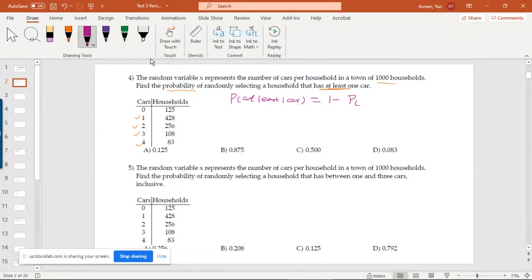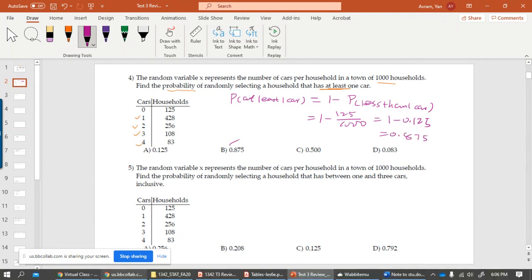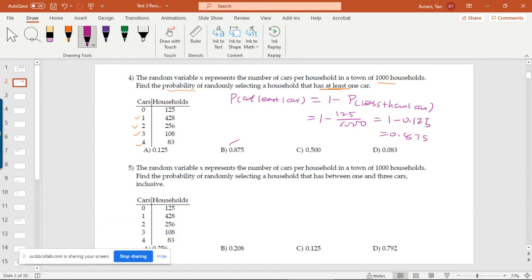So we have the probability of 1 minus less than 1 car, which is 0 cars, right? So 1 minus less than 1 car is 125 divided by 1,000. So 1 minus this, divided by 1,000, is 0.125. So we're going to have 0.875, which is B here, okay? That is how we do this type of question.